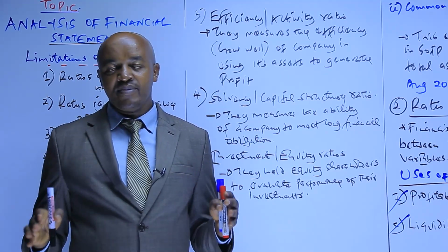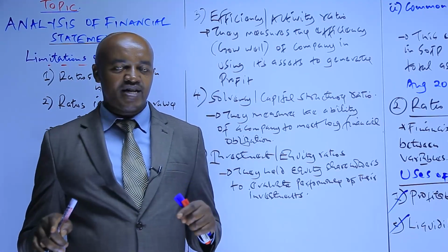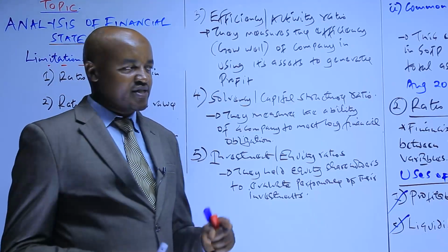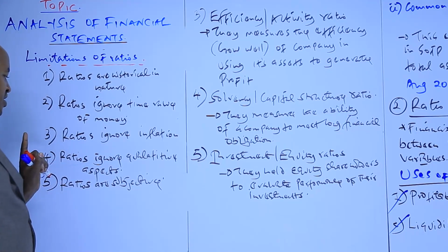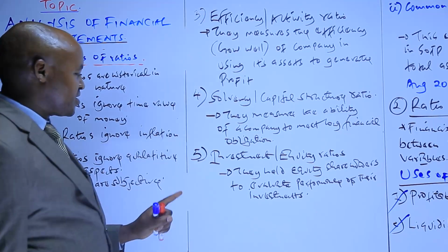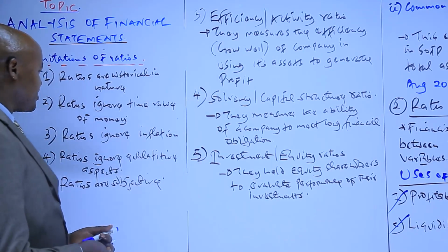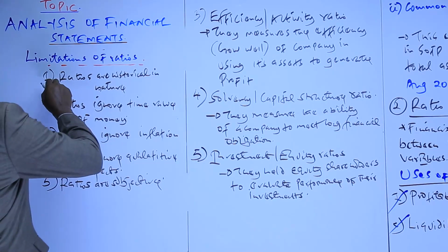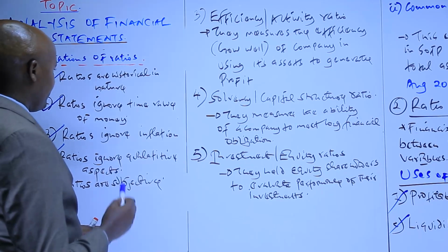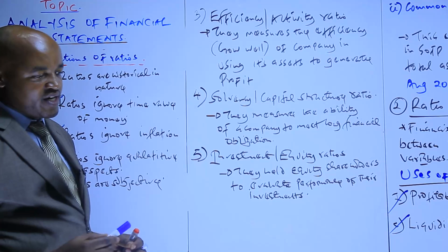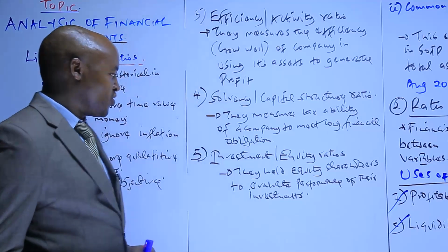So that means you may not be in a position to use those particular ratios to compare the performance of the two companies, due to the fact that they are using different accounting policies. That's why we are saying ratios are subjective. They are highly influenced by the accounting policies adopted by different entities. So these are some of the limitations associated with this technique of analyzing financial statements. These are very common questions, particularly in this paper called FRA. So you have to recall those limitations of ratios.